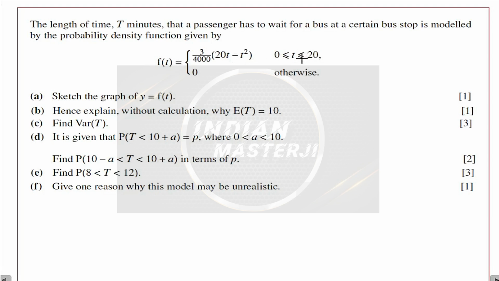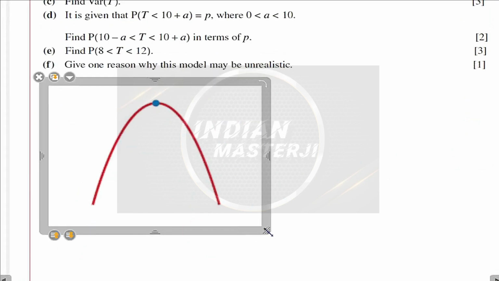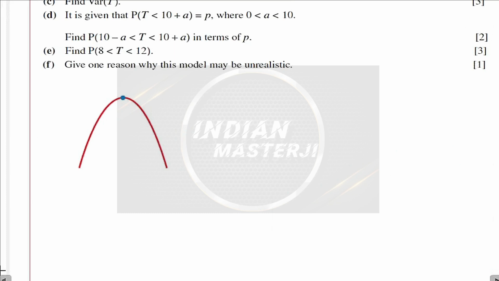Okay, but which type of parabola? Here the coefficient of t square is negative. So that means the graph of f of t for the interval 0 to 20 will represent a parabola with a maxima. And f of t will be equal to 0 otherwise, correct? So let's draw the sketch. So this will be the graph somewhat for the interval 0 to 20.